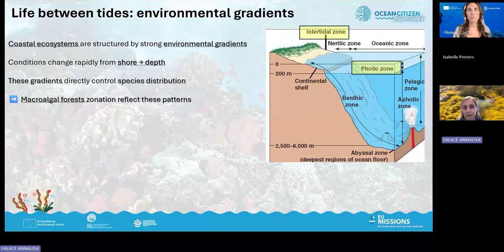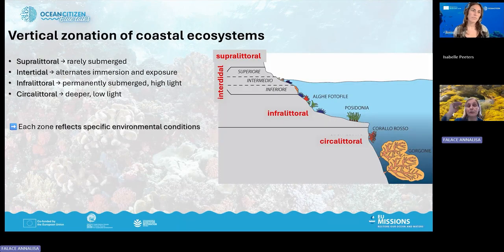The life between tides is characterized by very strong environmental gradients that go from the shore to the depth, and the macroalgal forest zonation, from the supralittoral to the circalittoral, is characterized by the tolerance of macroalgae to the different environmental conditions that characterize these zones. We have the supralittoral that is rarely submerged, where we can find just some lichens, cyanophytes, some calcareous algae.